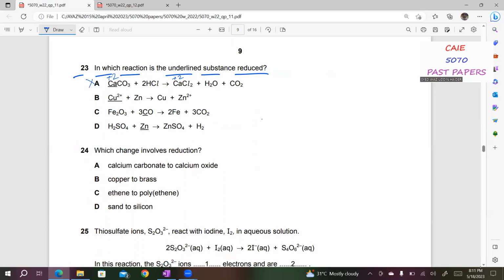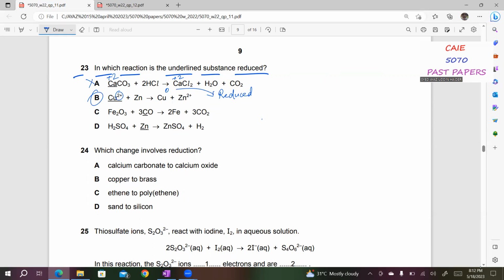What about B? If you see the charge on the reactant side, the charge on Cu is plus 2 and on the product side 0. It's definitely reduced. So this looks correct to me. Let's solve the other one. See, Fe2O3 plus 3CO gives 2Fe plus 3CO2.